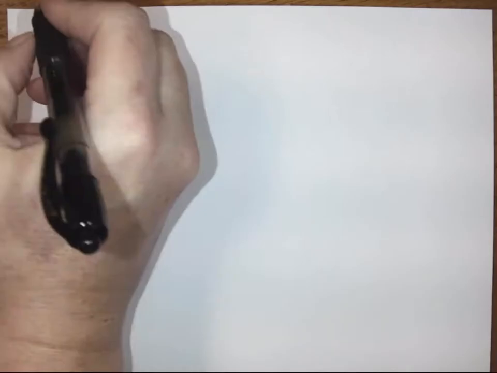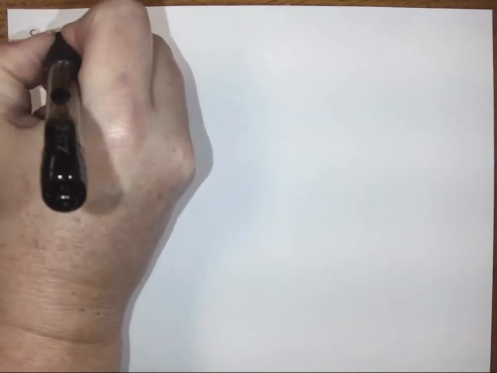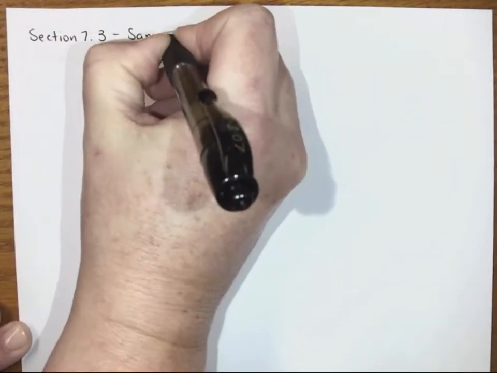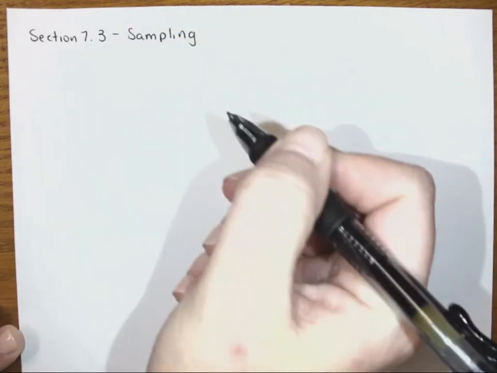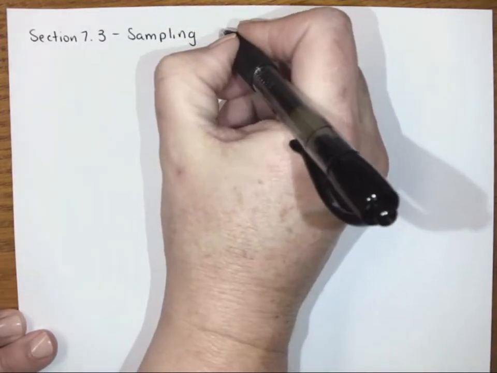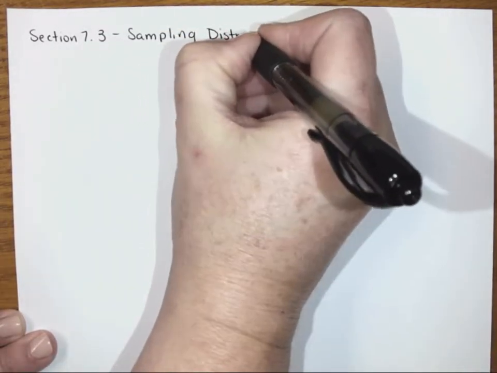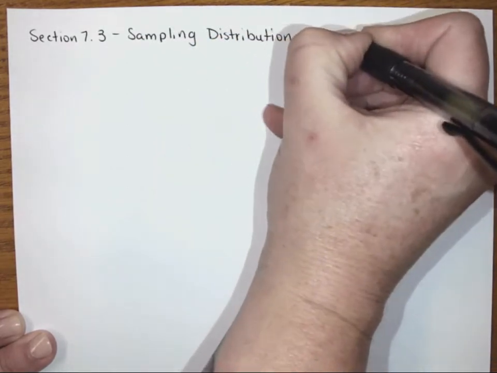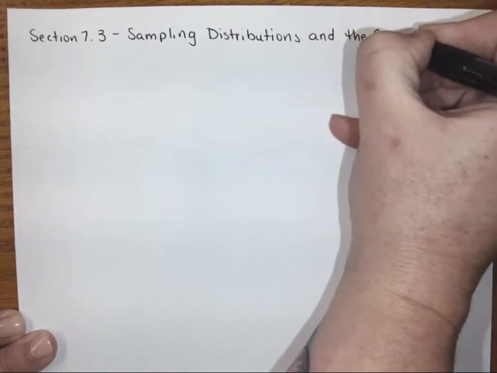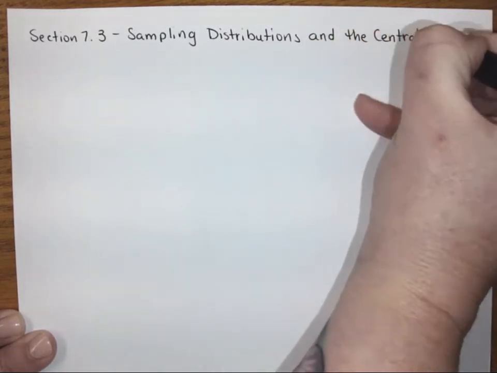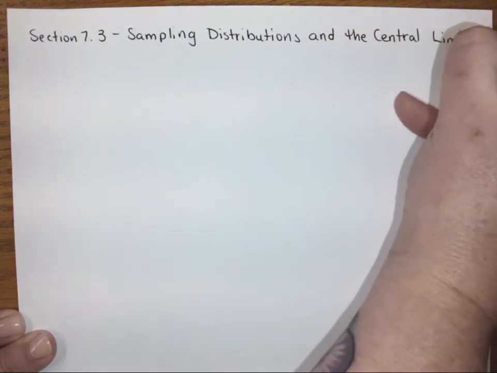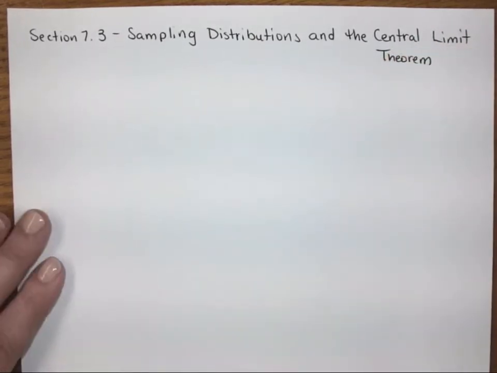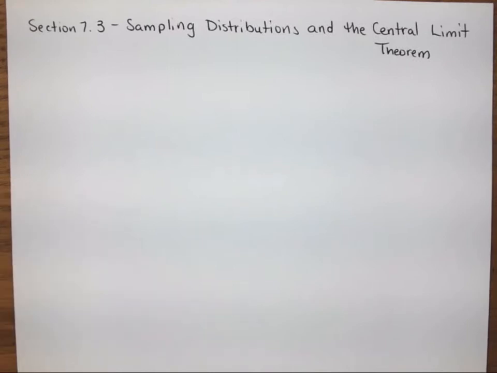All right, so moving on to section 7.3. We're going to do some more things with what we've been doing in 7.1 and 7.2, but we're going to look at sampling distributions and the central limit theorem. Remember, a sample we define as a smaller subset of the population because it's not always practical to survey or find values from every member of the population.